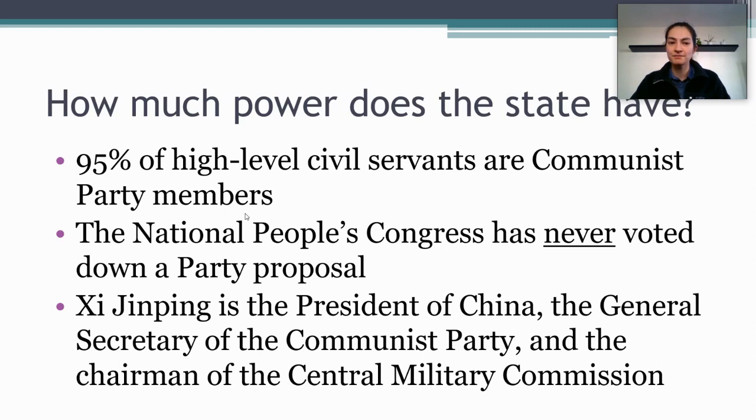It's never happened. And then the third is that Xi Jinping holds the most powerful state office in China, or at least the highest ranking, which is president. Simultaneously, he has two other jobs. He is also the general secretary of the Chinese Communist Party, and he's the chairman of China's Central Military Commission. So you might use those as pieces of evidence to support the contention that maybe there is an institution which wields at least as much power as the Chinese state.